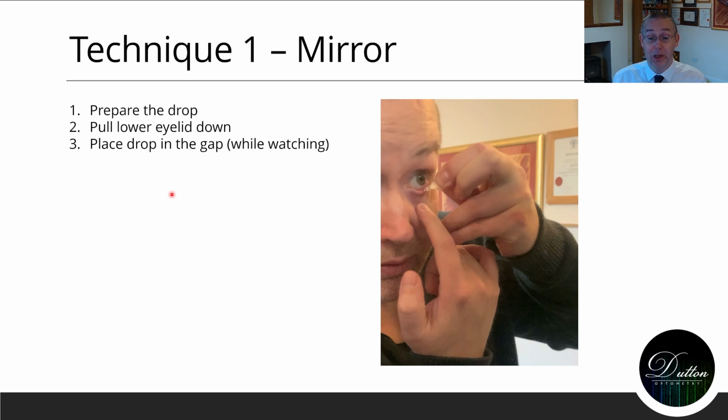You then gently pull the lower eyelid down, as you can see in this picture, while the patient is looking in the mirror. And then you approach carefully towards the gap that you've created between the lower eyelid and the front of the eye, which is this sort of reddish pinkish pocket that you can see down here.